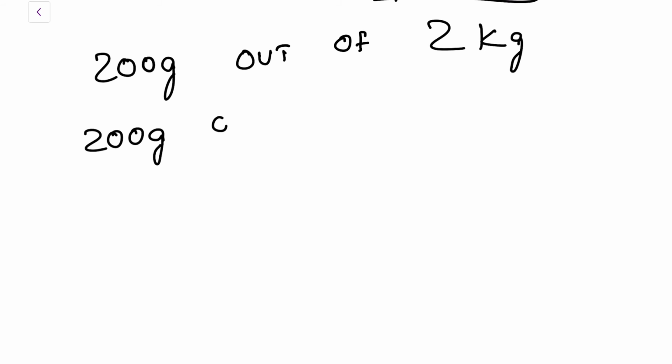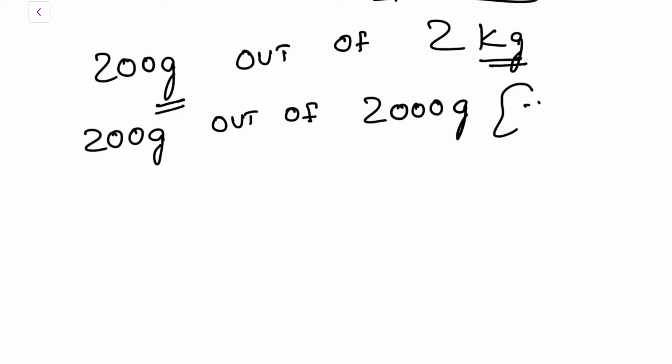200 grams out of, what am I going to do first? Yeah, convert it into the same units. Here we have grams, so this also needs to be changed to grams. That will be 2000 grams, right? Since 1 kg is, how much is 1 kg? 1000 grams. That's right. Since 1 kg is 1000 grams, 2 kgs will be 2000 grams.